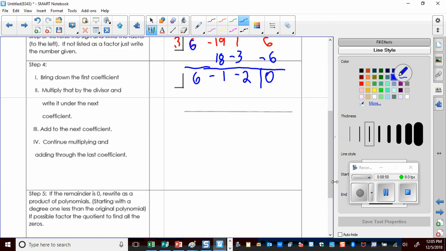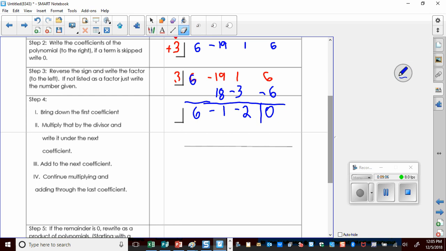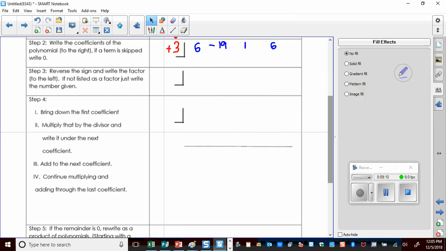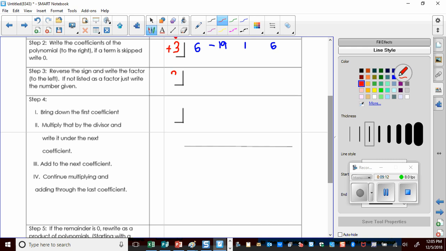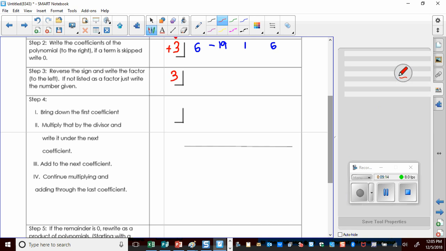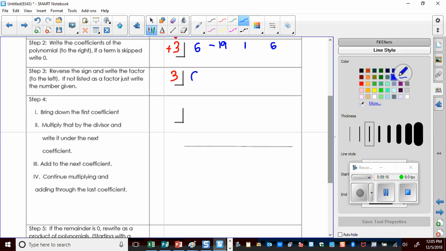So I hope I did not confuse you with what I just did. I did it all in one. So I'm going to go over it again. I'm going to erase what I did, and I'm going to go through the steps. All right? So things I have. I'm following the signs. This is what I have. 3, and then all my other numbers. 6, negative 19, 1, and 6. Right? So it says bring down the first coefficient.